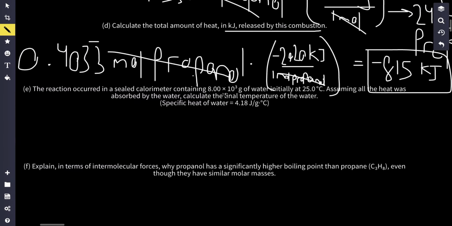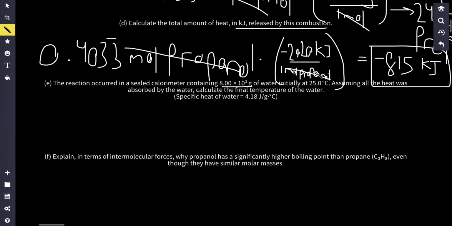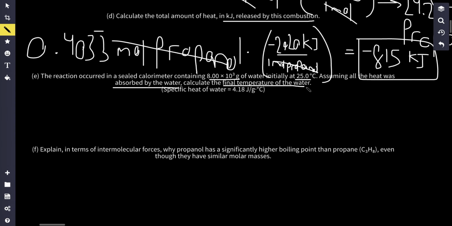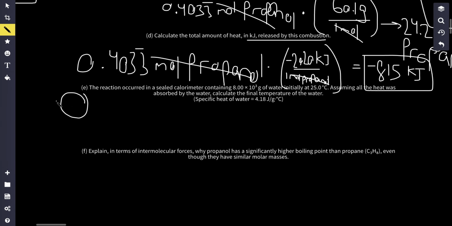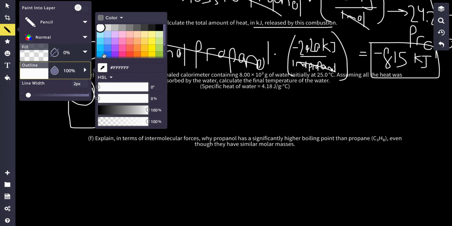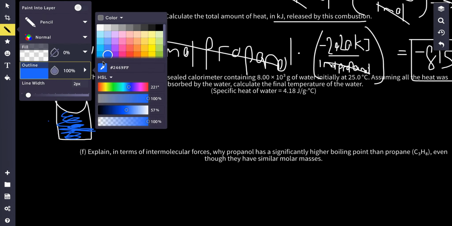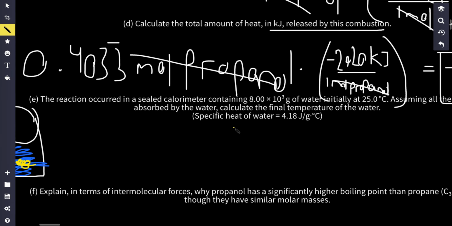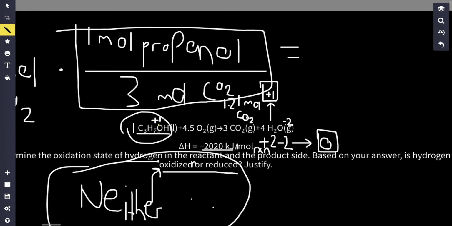Next problem. The reaction occurred in a sealed calorimeter containing this many grams of water initially. Assuming all heat was absorbed by the water, calculate the final temperature of the water. Okay, so what's basically going on here is, imagine if you had a sealed calorimeter. This is not a good diagram, but let's just say it happened in a cup. Let's say we had water, and let's say we had some propanol. I'm just going to do it in yellow because fun color. This yellow right over here represents our reaction, basically all our stuff reacting.